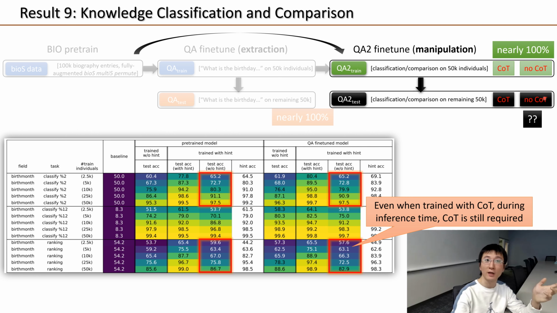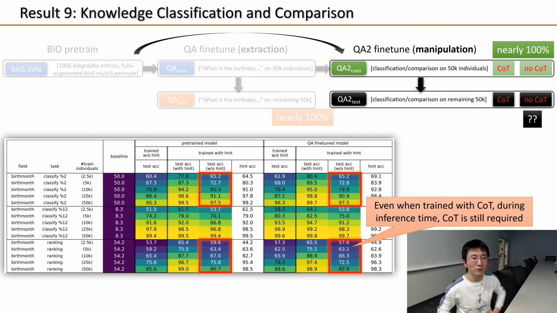For instance, you can test the model's performance without chain of thought. But you notice that even when trained with chain of thought data, during inference time, chain of thought is still required. If you don't use it, then this accuracy would look almost the same as if you did not have chain of thought in the training.